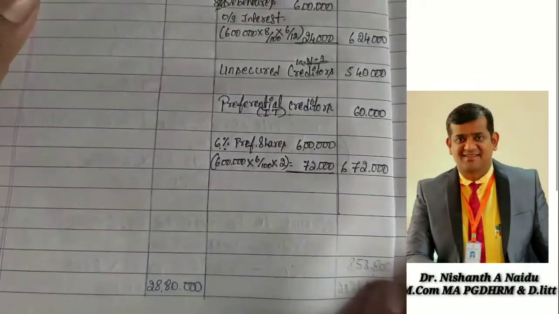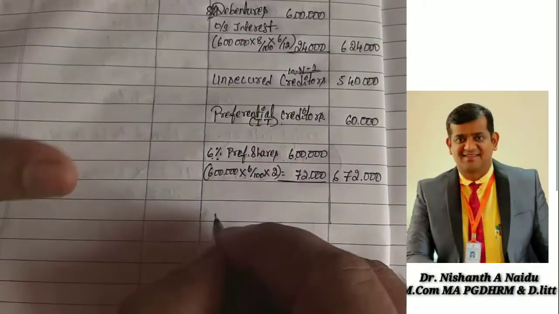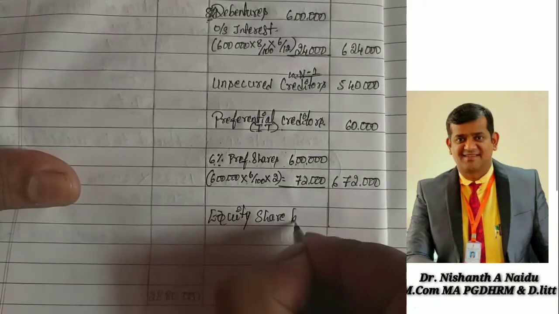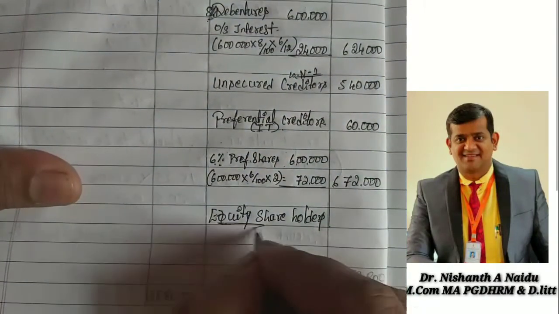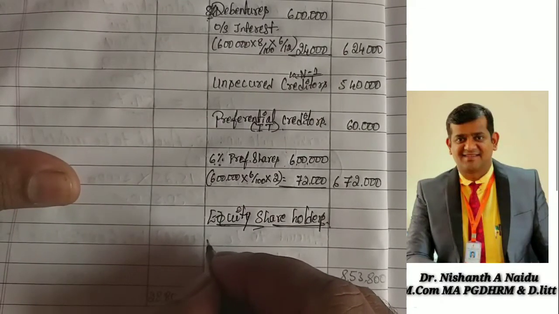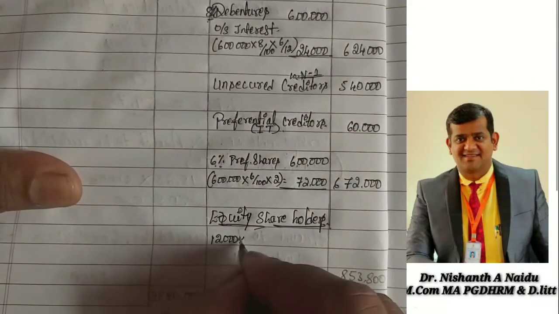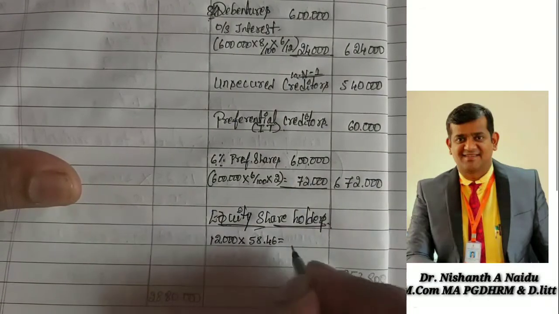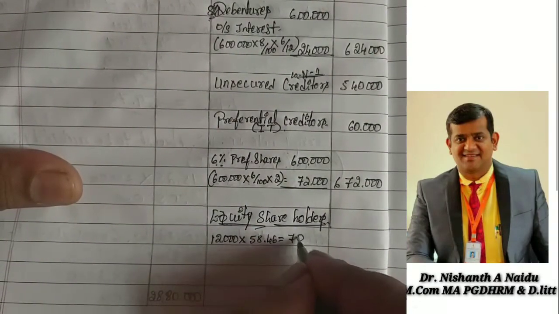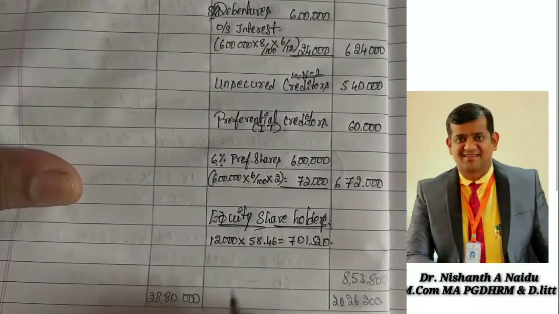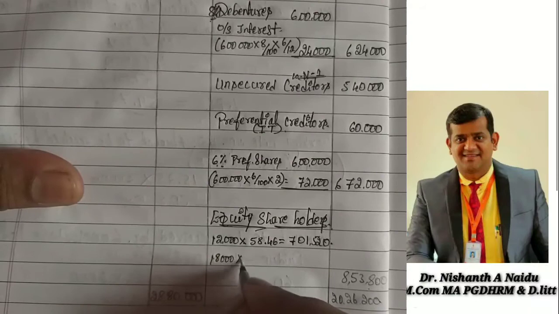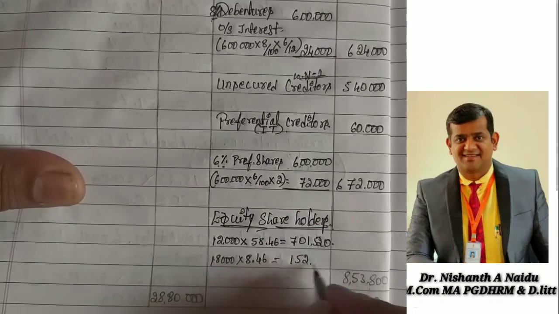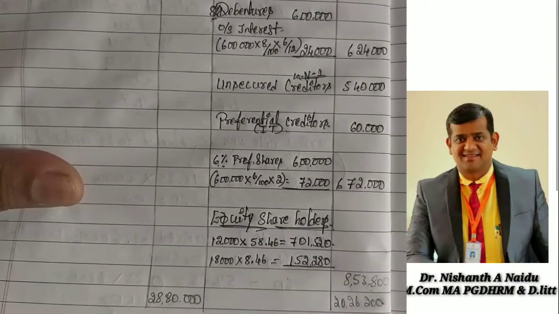I am leaving one line space and giving a heading, equity shareholders. Underline that. Under that, 12,000 shareholders at 58 rupees 46 paise. How much are you going to get? 7,01,520. And these 18,000 equity shareholders are getting at 8 rupees 46 paise. If you calculate, you will get 1,52,280 rupees.